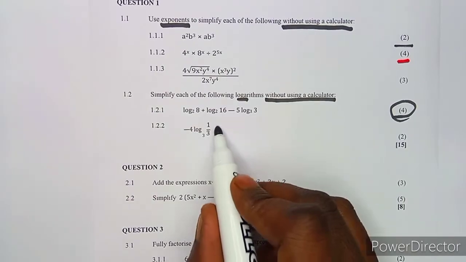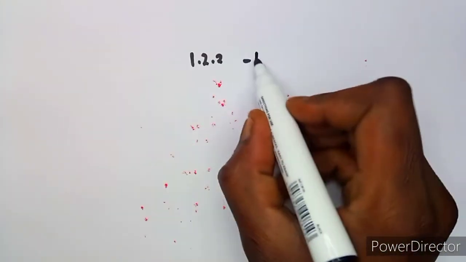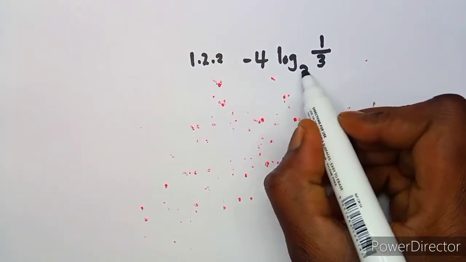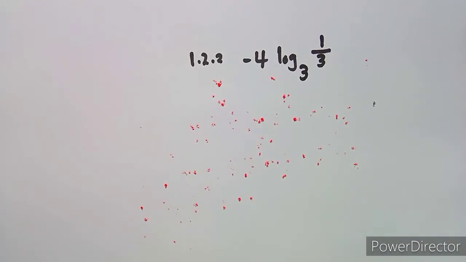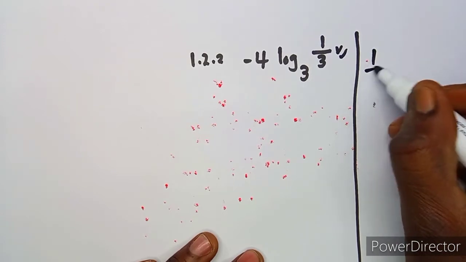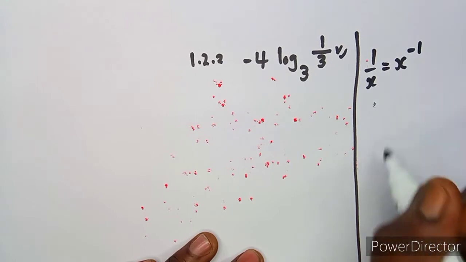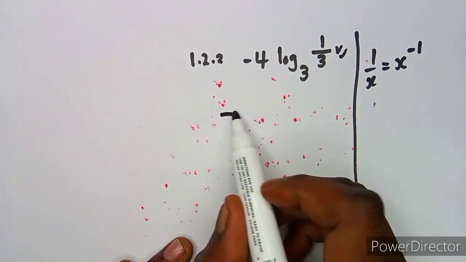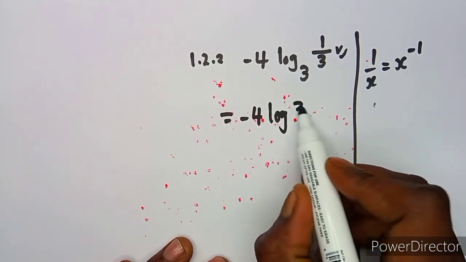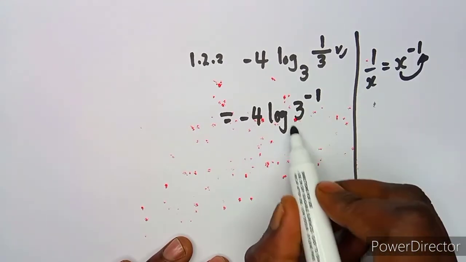And another one is to simplify again without using a calculator, which is on 1.2.2: minus 4 log 1 over 3 in base 3. Okay, so let's start by applying the laws of exponents here, guys. As you can see, we're given 1 over 3, which, from our laws of exponents, 1 over x is the same as x to the exponent of negative 1. So this is the same as minus 4 log 3 to the exponent of negative 1, in base 3.